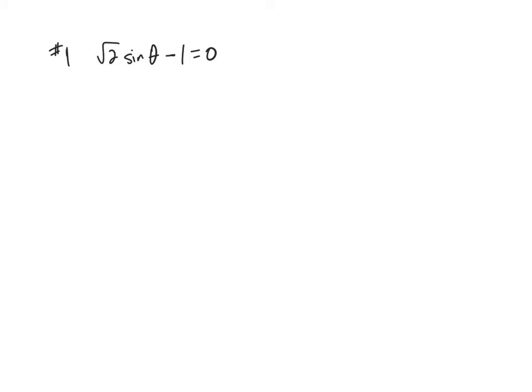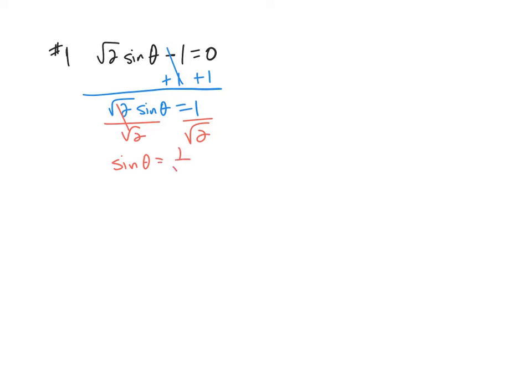So in this first problem, we've got sine theta that we want to get by itself. We can solve this like any other equation, using some algebra skills to get the sine theta part by itself. Next, if I divide by the square root of 2, I have sine theta equals 1 over the square root of 2. I need to rationalize that, so I multiply by root 2 over root 2. That gives me sine theta equals square root of 2 over 2.